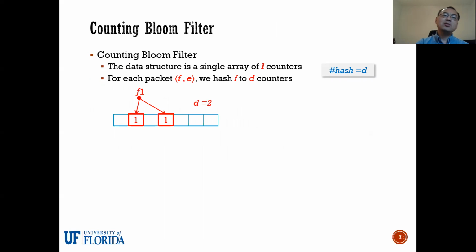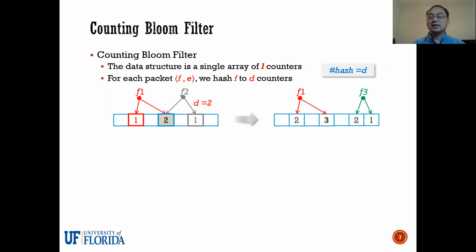So to proceed with our proposed solution, we first review the counting Bloom filter, which serves as a basis. Its data structure is a single array of counters. For each arriving packet FE, we hash the flow label, flow ID, to D counters. In this example, D is equal to 2. For example, F1 is hashed to 2 counters, and those 2 counters will be increased by 1. And F2 is hashed to 2 other counters. Well, they actually share 1 counter. Then 2 more packets come in, and each of them causes 2 counters to be increased by 1.